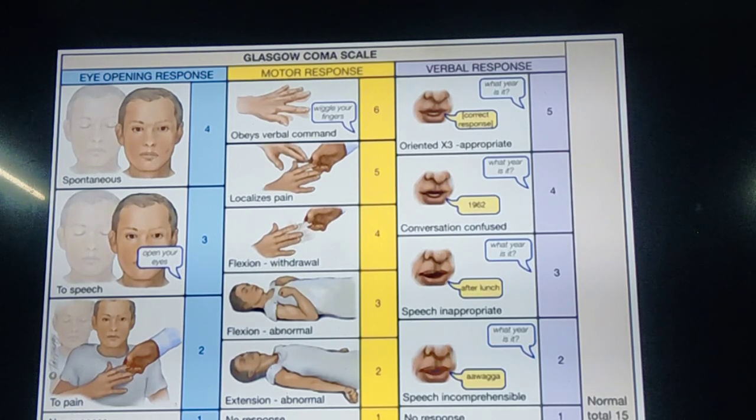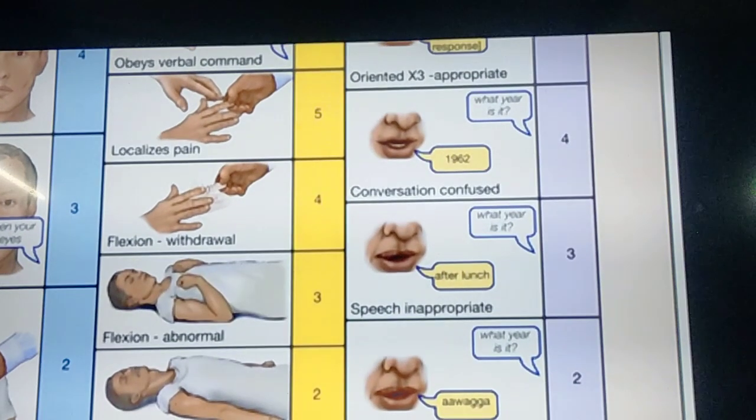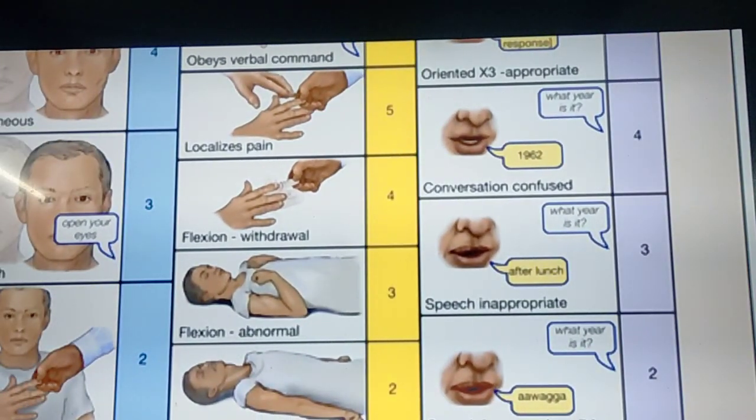Okay, then next, we ask some questions to the patient, and they are not able to frame a sentence, but they are just speaking some words. Inappropriate words. Then that time we give them the score 3.